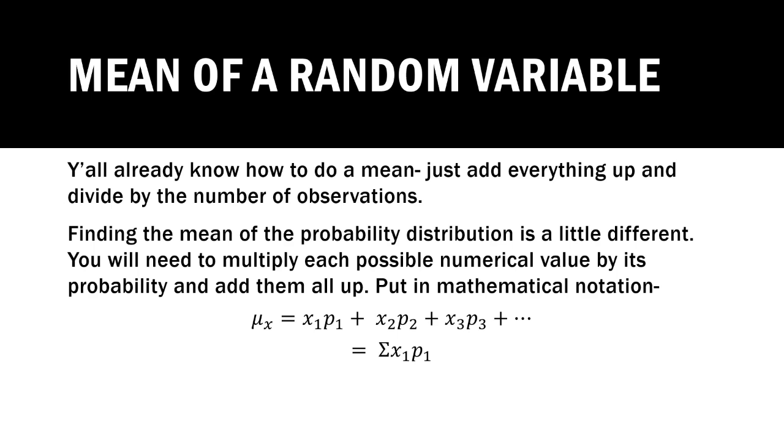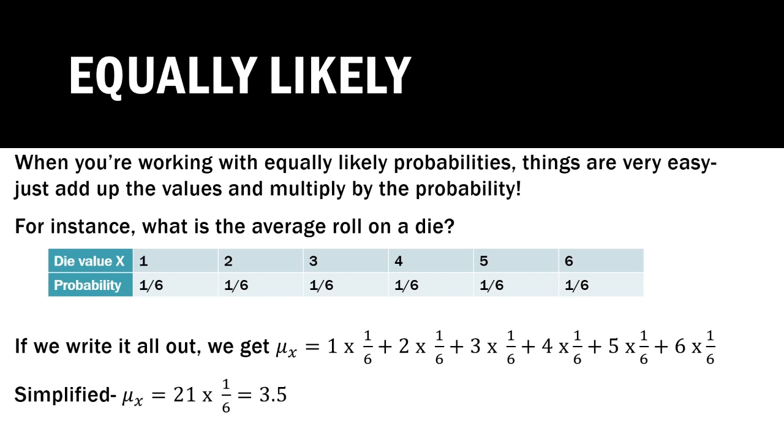Remember here that this is going to be for discrete values. This is going to be pretty much impossible to do with continuous. So equally likely variables, or equally likely values, that's going to be pretty easy. All we have to do here is add up the values and multiply by the probability. So let's look at the average roll on a dice, or on a die. Obviously, the probability of getting any one roll is 1/6.